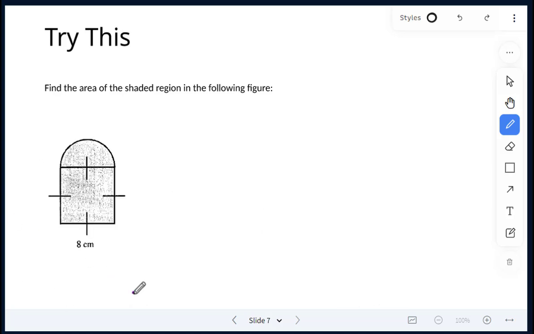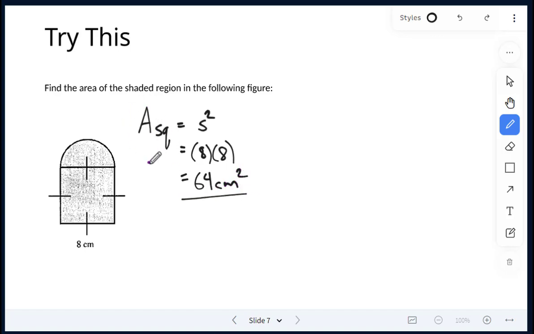All right, so for this figure, the whole figure is shaded. Two parts, we have half a circle and we have a square. All right, so let's do the square first. So area of the square, it's side squared, meaning side times side. So 8 times 8. Okay, that is 64 centimeters squared. That is the area of the square.